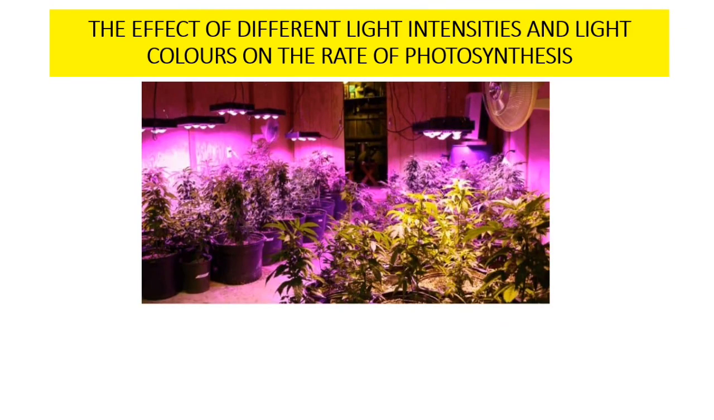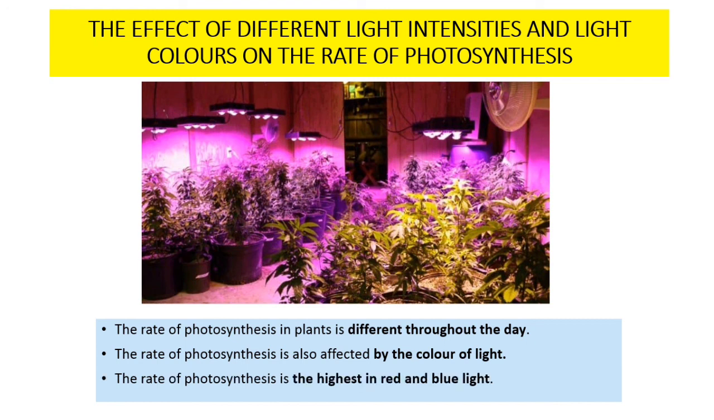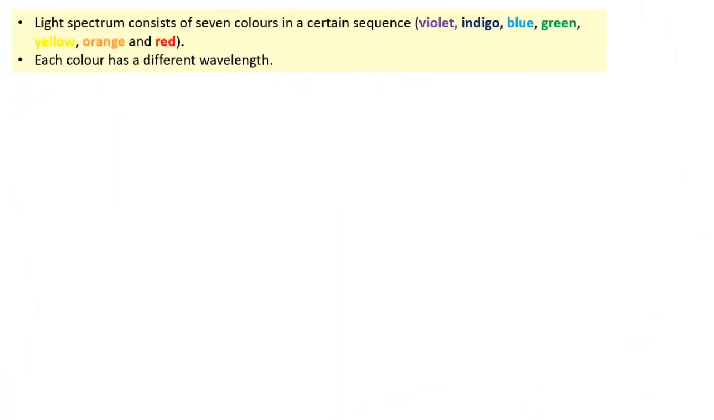Okay, what is the effect of different light intensity and light color on the rate of photosynthesis? The rate of photosynthesis in the plant is different throughout the day. The rate of photosynthesis is also affected by the color of the light. The rate of photosynthesis is highest in red and blue light. What are the colors of the light? The light spectrum consists of 7 colors in a certain sequence, such as violet, indigo, blue, green, yellow, orange and red. Each color has a different wavelength.